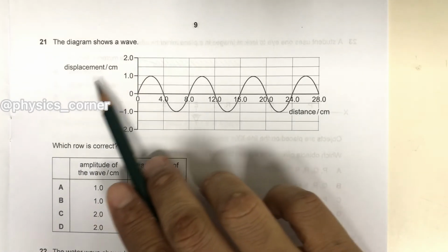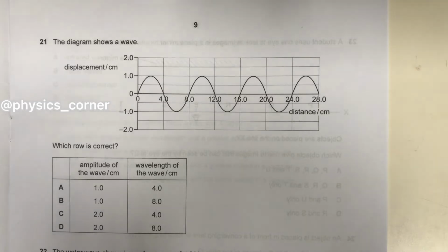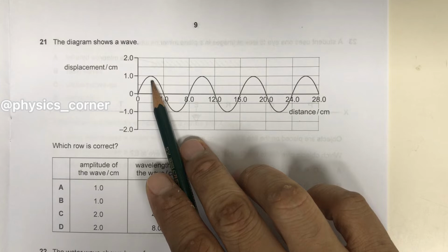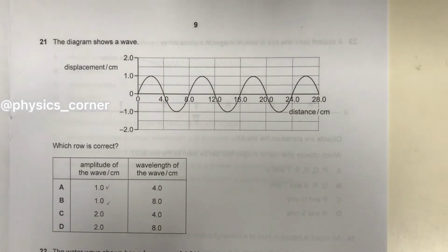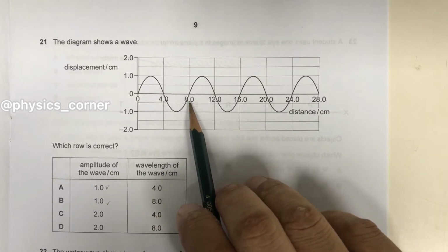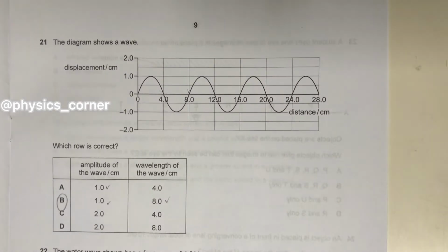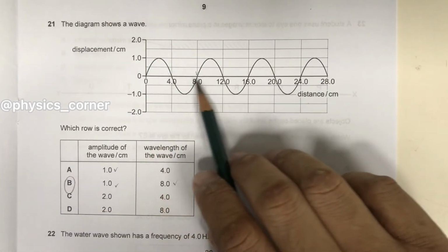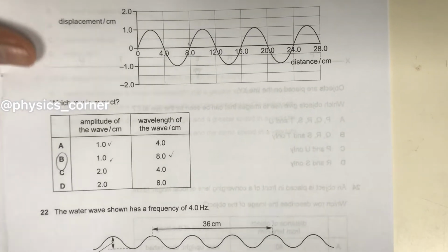The diagram shows wave displacement and this is distance. Amplitude is 1.0 centimeter. About this one. And then wavelength is 8 centimeter. 8 centimeter. So B. This is amplitude, and this is wavelength.